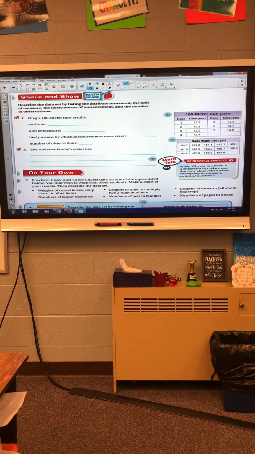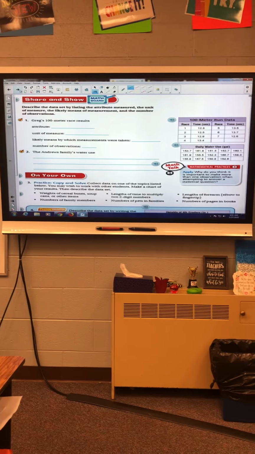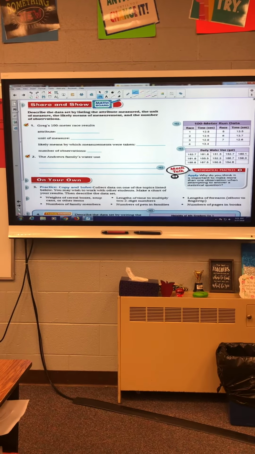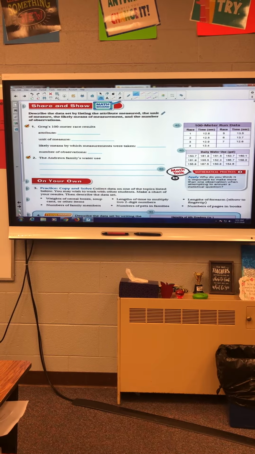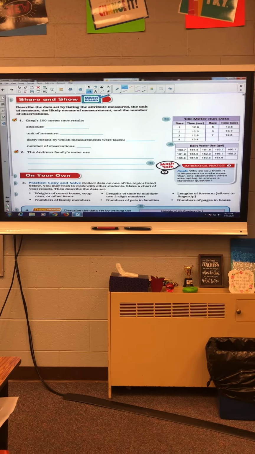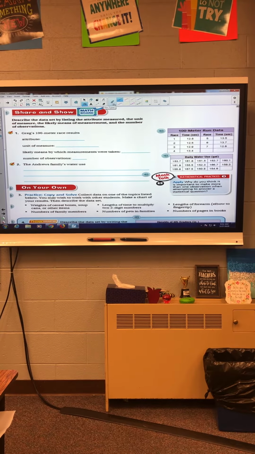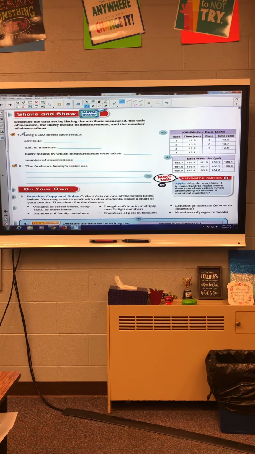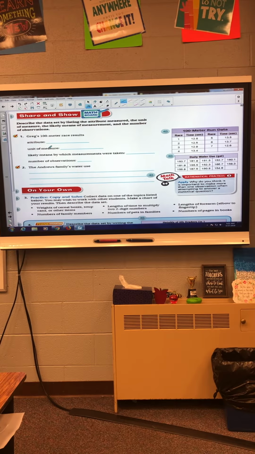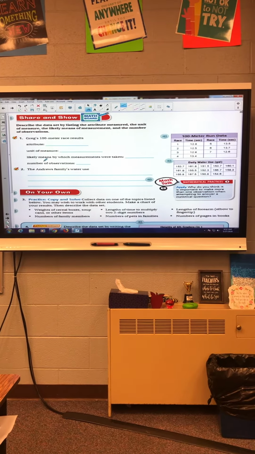Okay, I'm gonna skip over page 656, and I'm gonna look at share and show so we can just get a little bit more practice. Share and show says describe the data set by listing the attribute measured, the unit of measure, the likely means of measurement, and the number of observations. So boys and girls, you're gonna need 4 things, excuse me. You're gonna need the attribute, the unit of measure, the way they measured it, and how many times the observation was made.